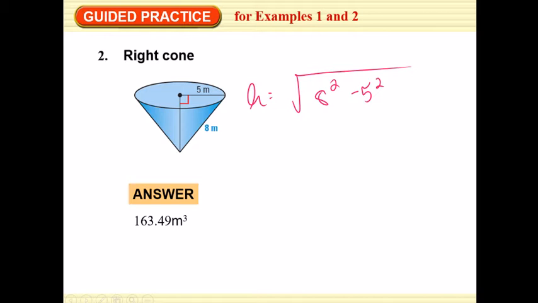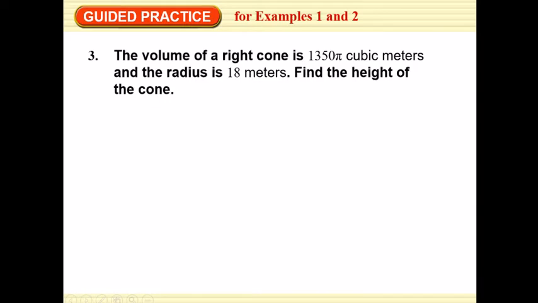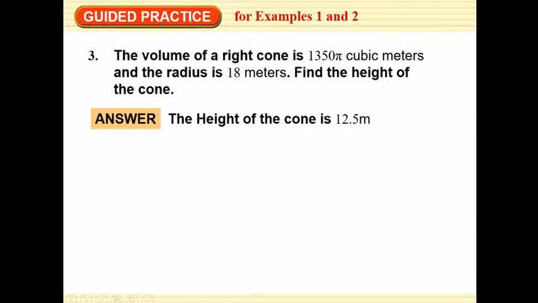Alright, so it should have come out to about 163.49 meters cubed. Alright, guided practice 3, pause it. Hopefully you got the height around 12.5 meters. So make sure you know what they're actually asking for. They're not asking for volume. They're asking for a height here, so it should be answered in meters, not meters cubed. And this is just constructing the problem a little bit differently. You're just filling in for different variables. So you will have to divide in this example.